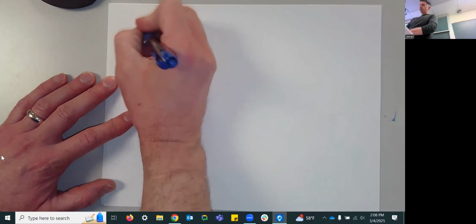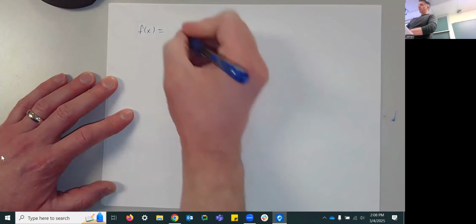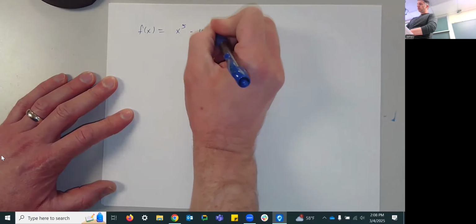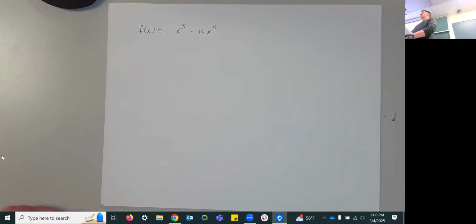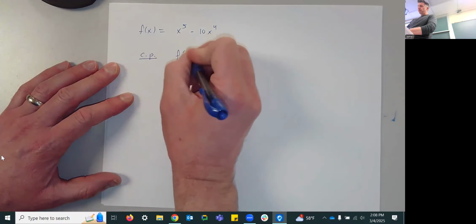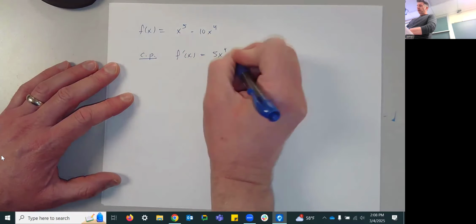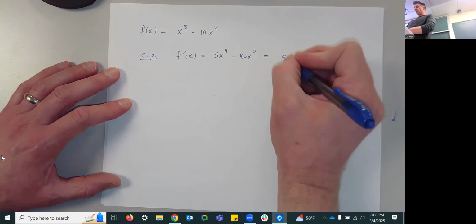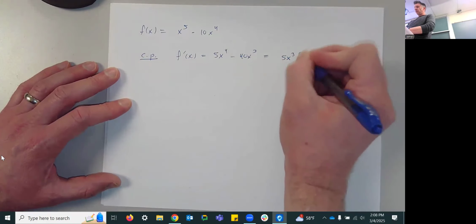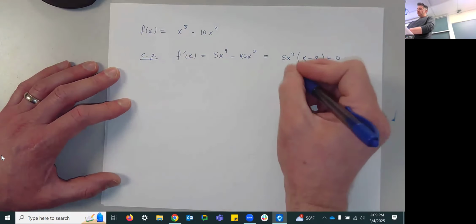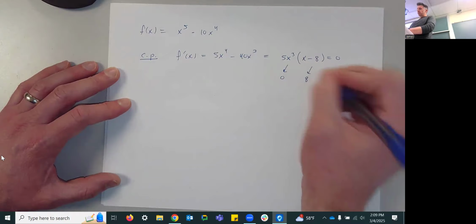Let's say our function is x to the 5th minus 10x to the 4th. Something relatively not terrible. So, critical points: f prime is 5x to the 4th minus 40x cubed. Again, we should factor. We factor out 5x cubed, and we're left with x minus 8. And our critical points are 0 and 8.